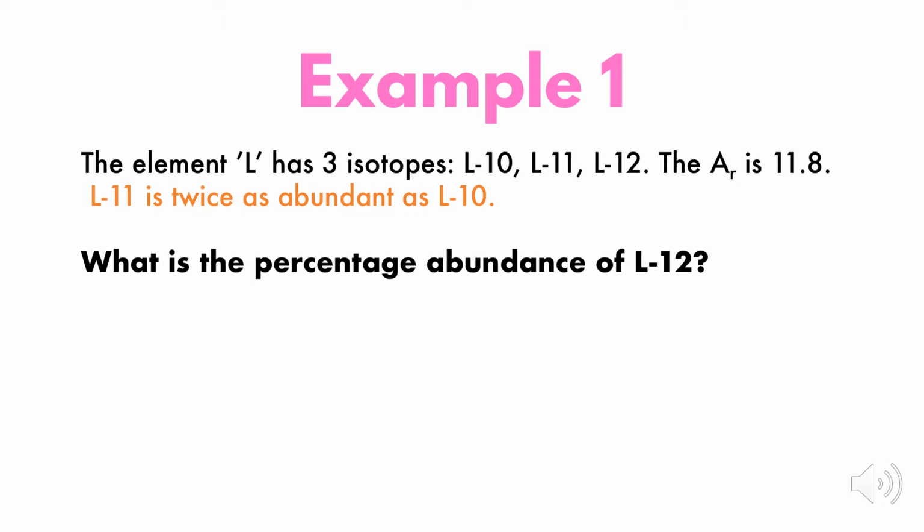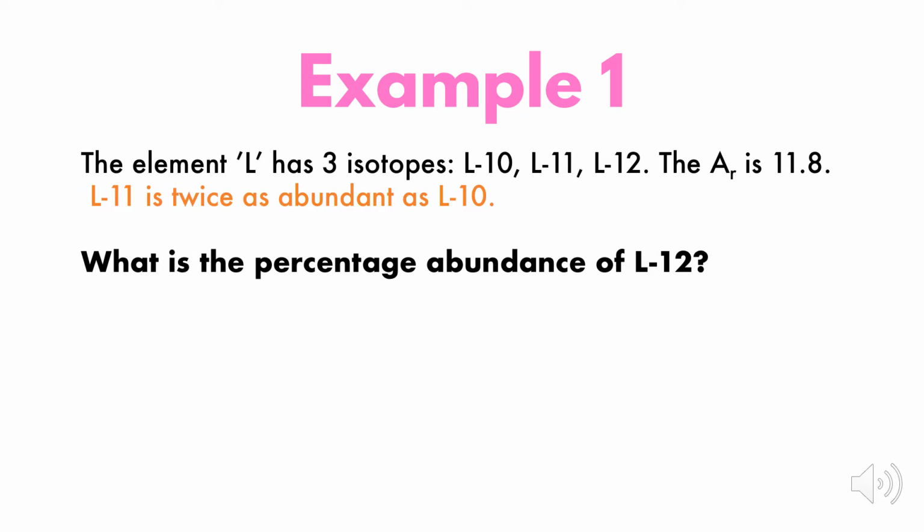Here's our first example then. We have another hypothetical element, L, this time, which has 3 isotopes: L10, L11 and L12. We're told that the relative atomic mass is 11.8. Now the next piece of information we're given, this is the bit that's key. We're told that the abundance of L11 is twice that of L10.